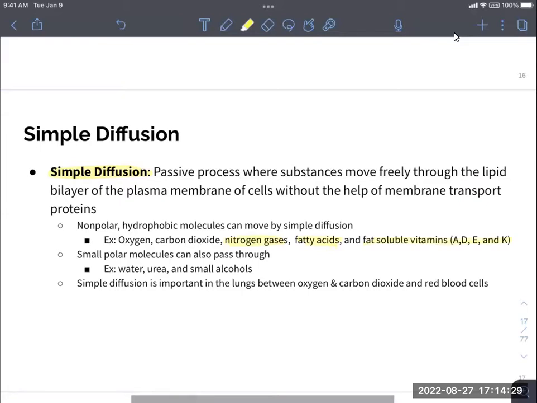Small polar molecules can travel by simple diffusion. Water can. Urea and small alcohols move by simple diffusion. We use simple diffusion in our lungs. This is where oxygen and carbon dioxide need to be exchanged very quickly. So we have a very thin layer of cells for oxygen and carbon dioxide to get through. Because of this, simple diffusion happens very quickly within our lungs.